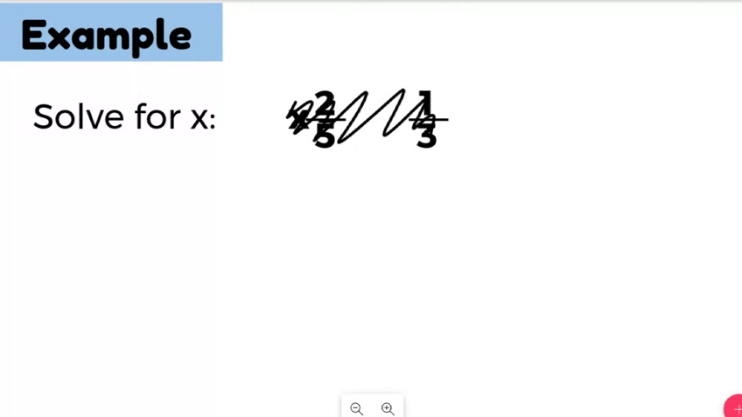And my text did not come through very well here. So my first example is 2/5 x equals 1/3. Now there are a lot of fractions here, but don't get nervous. Just stay focused and go through our steps.